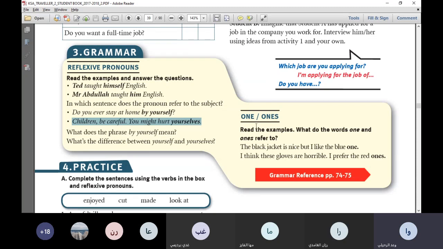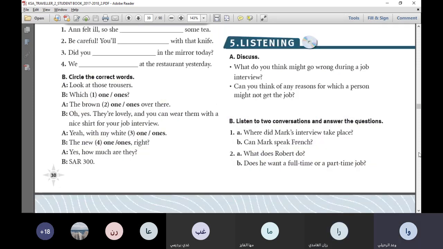Okay. The next one is one and ones. Very easy grammar. Just pay attention to the thing that I am referring to. The black jacket, which is singular, is nice, but I like the blue one or ones? One. Why? Because it's singular, black jacket is one. These gloves are horrible. I prefer the red ones. Why? Because it's plural, I have gloves. Okay, very easy grammar.